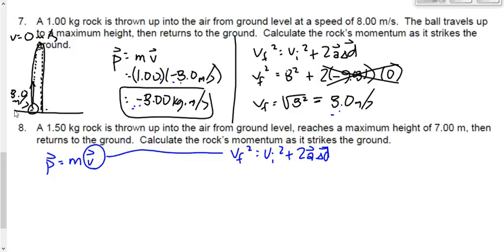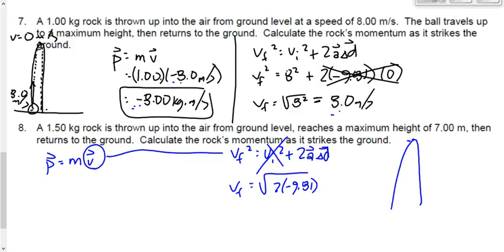If we're analyzing just the trip down, what's VI? How fast is it moving right here when it starts its downward trip? Good. So VF becomes the square root of 2 times negative 9.81 times the displacement of? No. If we're analyzing just the trip down, the displacement isn't 0. It's negative 7. Good. Now, when we do that math, it works out to be 11.71921.